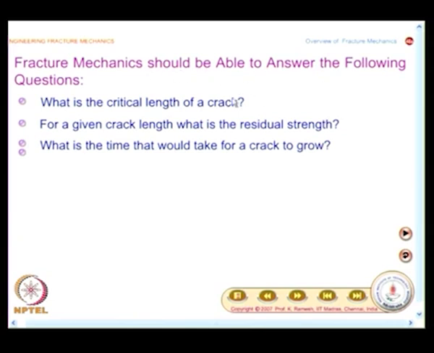So, the first question is, what is the critical length of a crack? You can't say I will wait for the structures to fail and find out what is the critical length of the crack. You have to predict. That means you have to develop the fracture theory, understand the way the crack will behave, get the material parameter, and be able to predict for a given type of loading and situation for that structure that this crack is critical.